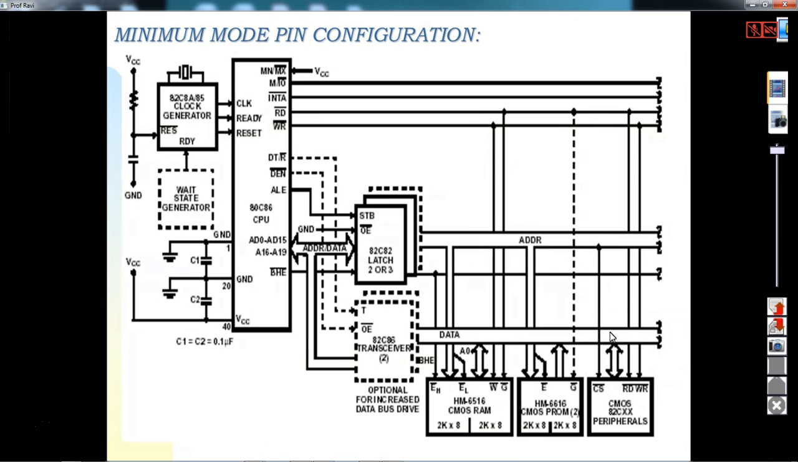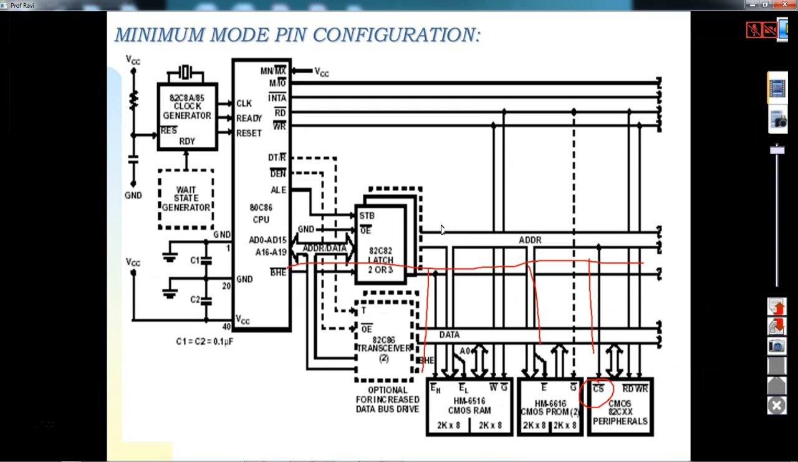So this is the minimum mode of operation of 8086. This is bus high enable. This bus high enable should be connected to all the memories. That means it is fetching from the even bank or from the odd bank. And the chip select of each pin should be connected.